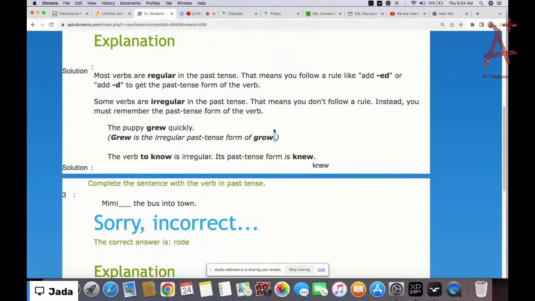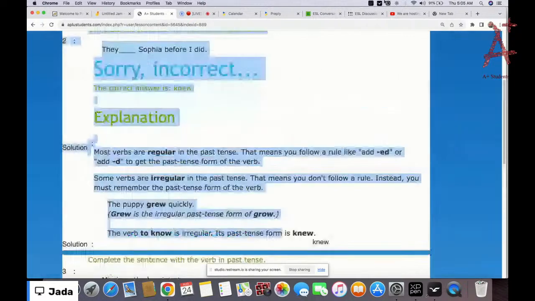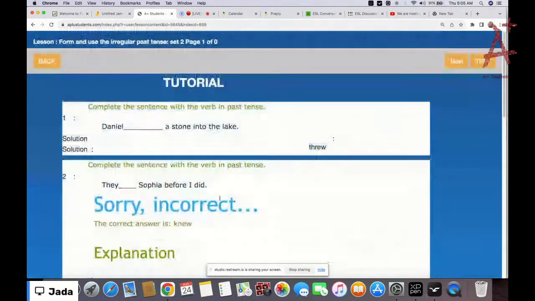So grew is the irregular past tense of grow because we cannot say growed. Okay, that's the thing. We cannot add ed to the main verb. We can only say grew. Okay, so that's basically it when it comes to the irregular past tense. So we're having the form and use of the irregular past tense, set 2.